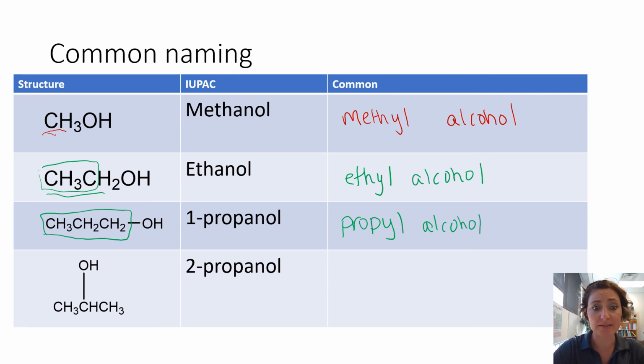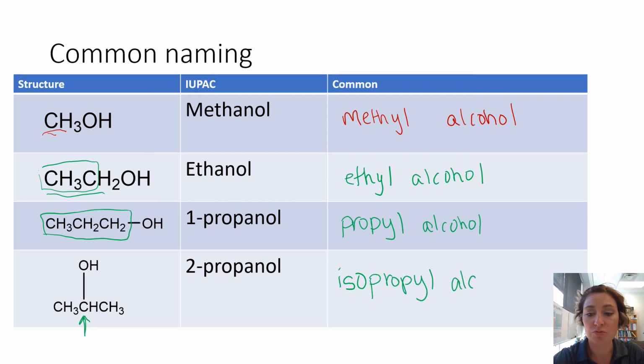Now, in 2-propanol, it's a little different. So if we're thinking about the common naming scheme, you have 3 carbons in your longest chain, but how do we designate that that hydroxyl group is coming off of the center carbon or the second carbon and not the first one? And so for common naming, if you have something coming off of that middle carbon, you're going to use the prefix iso. So iso tells us that that hydroxyl group is coming off of the second, so this would be isopropyl alcohol, which you more commonly know as rubbing alcohol.